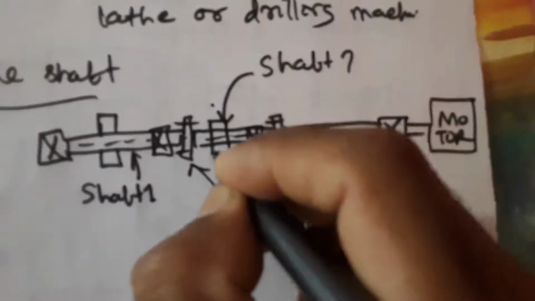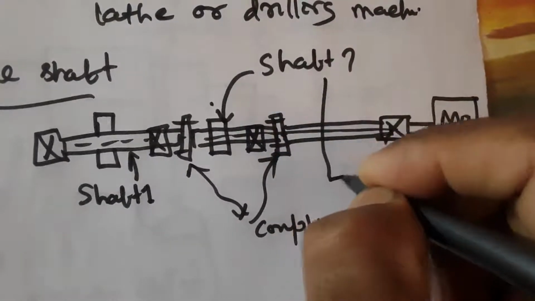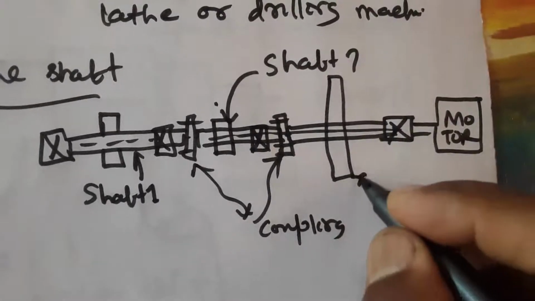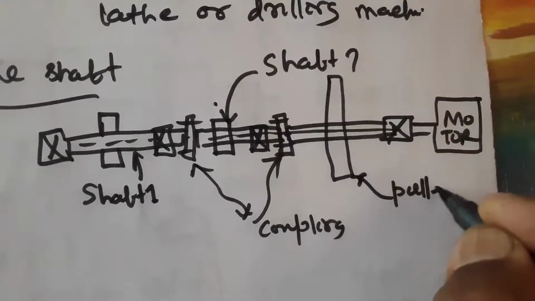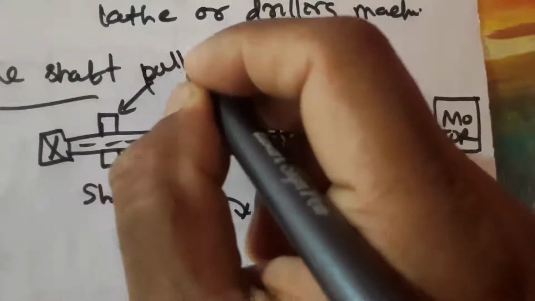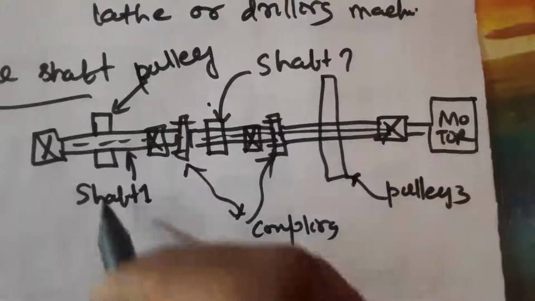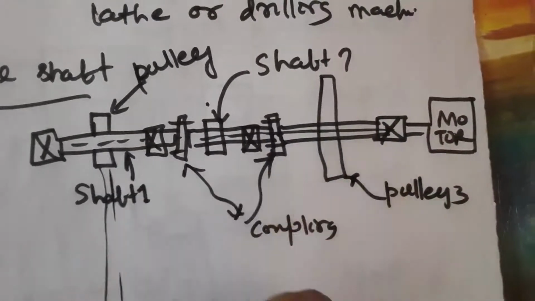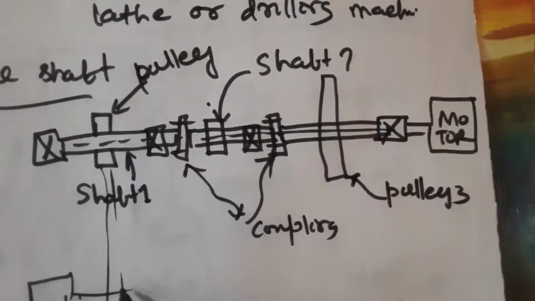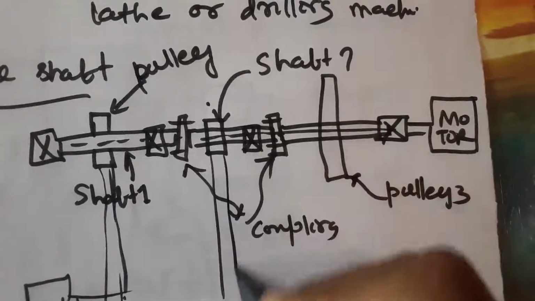it contains a smaller pulley, it contains a large pulley, pulley 3, right? And it is directly driven, and it is further driving other devices. It is through the belt that it rotates the other devices.